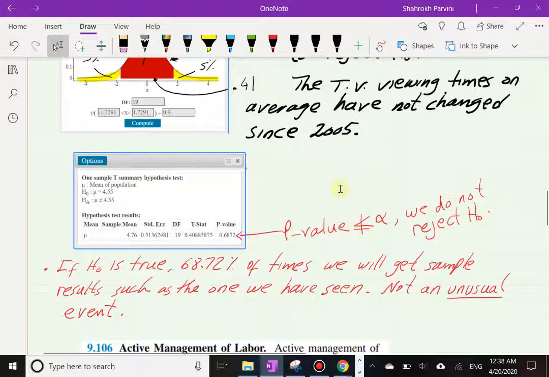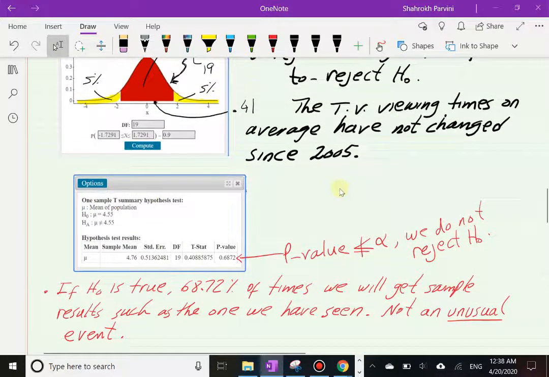Now, one thing that the p-value, 0.6872, tells me is this. One way to think of it is: what is the likelihood that we replicate the experiment and get the exact same outcome or outcomes that the researchers got if the null is true? Well, if the null is true in this exercise, the average viewing time is 4.55. If you and I replicate this exercise, almost 70% of the time we will get the same data that the researchers got.